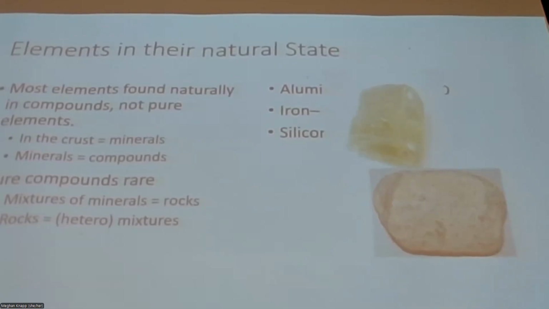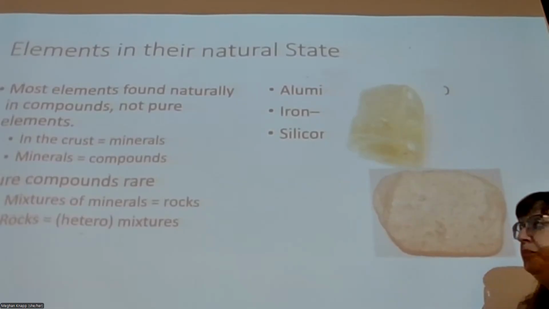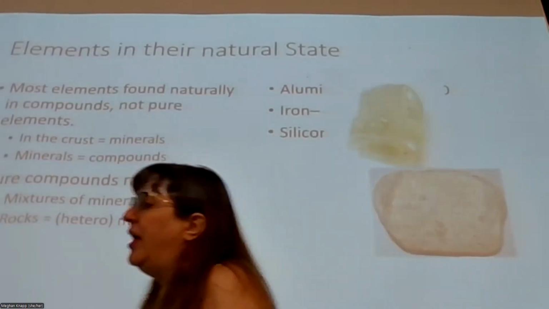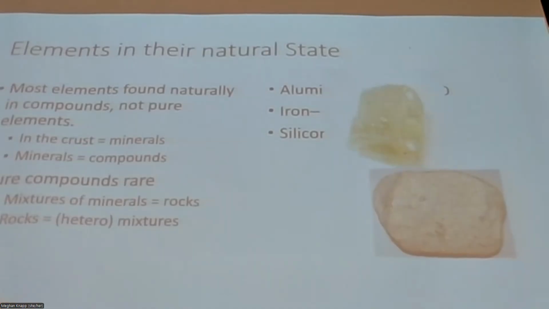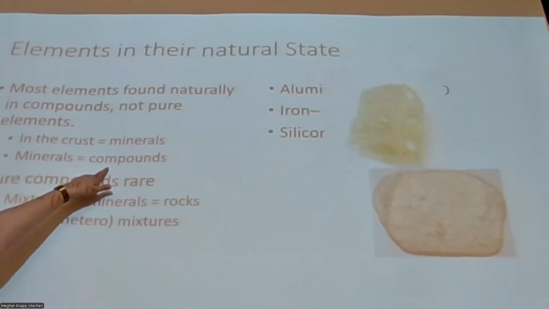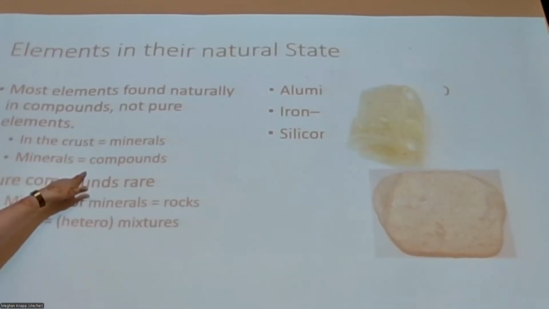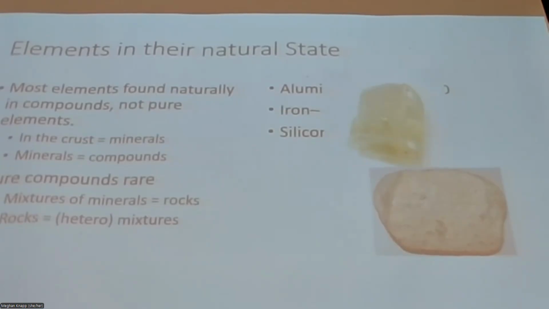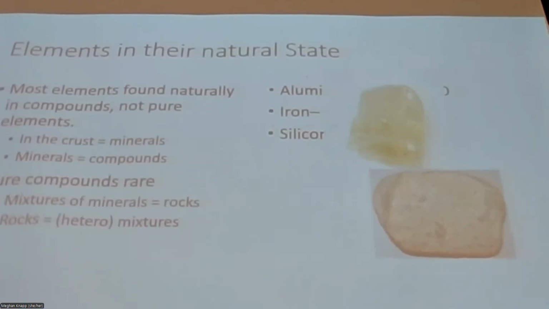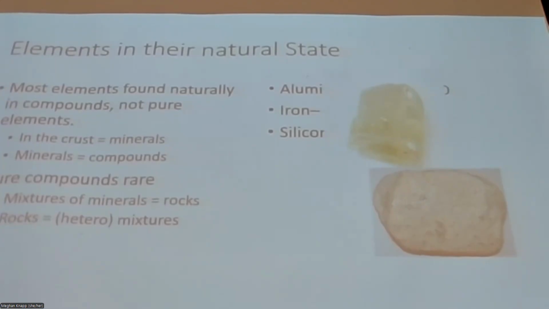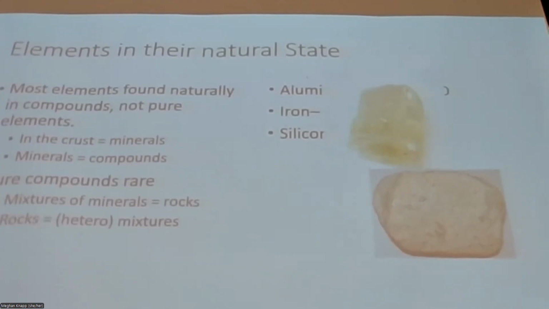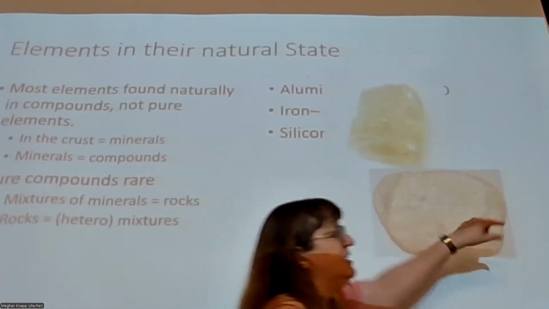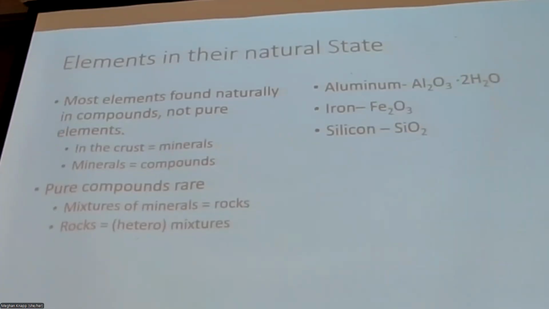So when it is pure, then we call that a mineral. And so that would be a compound. So minerals are compounds, and they'll have a chemical formula. But if it is a rock or an ore, then we would say it's a mixture. Usually they're heterogeneous, but rocks are going to be mixtures. Okay, so this is heterogeneous. We can actually see the different, there you go. You can see the chemical formula.